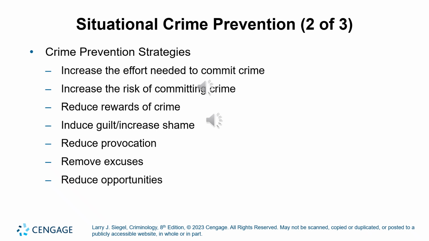Fifth, we can reduce provocation, such as minimizing crowding, frustration, or conflict that might trigger impulsive behavior. Sixth, we can remove excuses by posting rules clearly or enforcing policies consistently so offenders can't justify their actions. And finally, all of these strategies work together to reduce opportunities for crime altogether. These techniques focus on changing the environment so that crime becomes less appealing or more difficult to carry out.